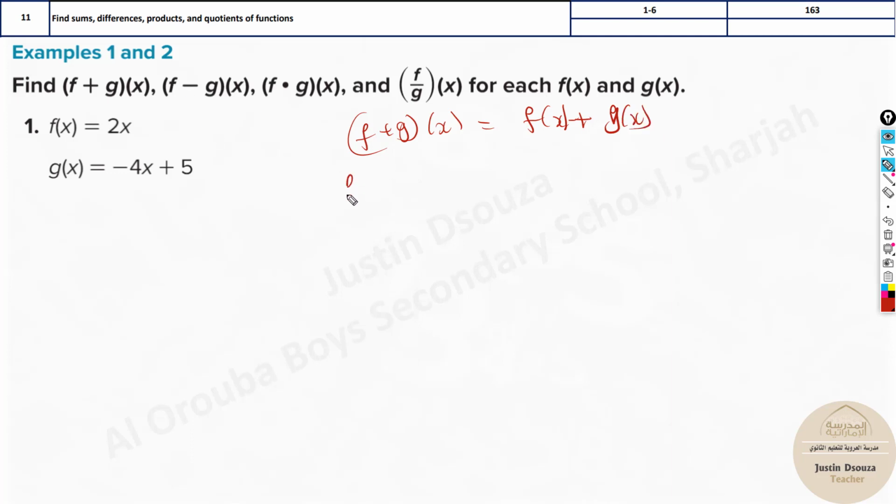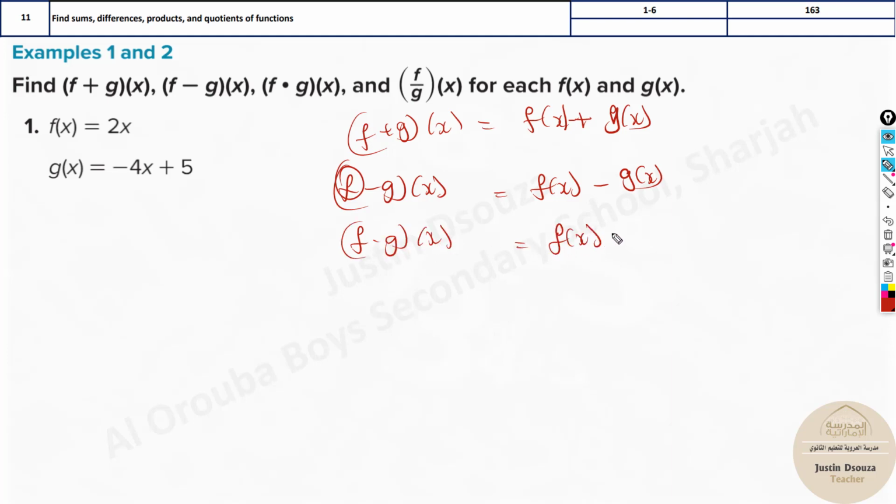That's it. Now say for example we have f minus g of x. This is the function f of x minus the function g of x. The first one minus the second function. Same thing with f dot g of x means you're multiplying these two, f of x multiplied with g of x. And lastly, we have f by g of whole x. Now here, this is f of x divided by g of x. This is how we understand these functions.